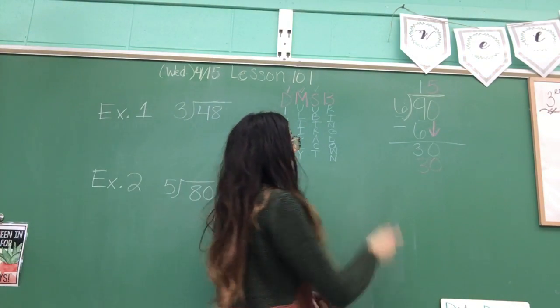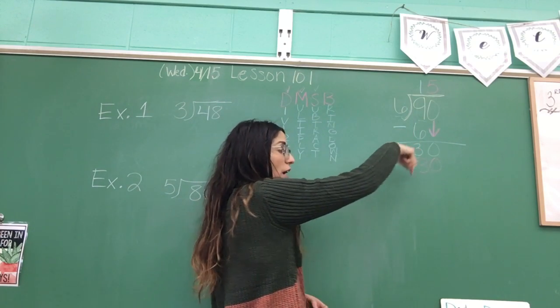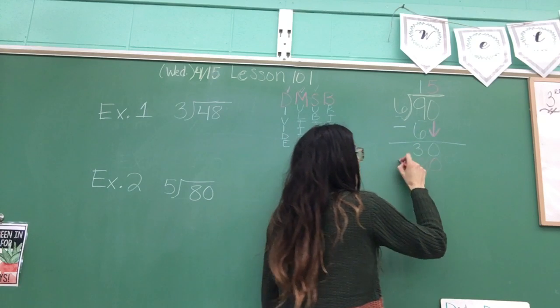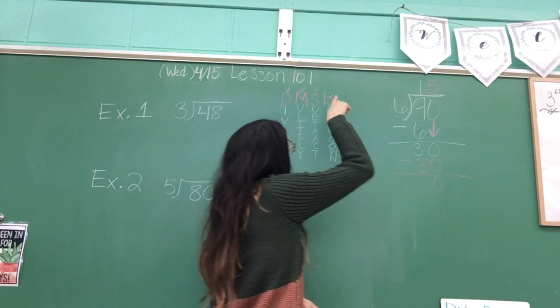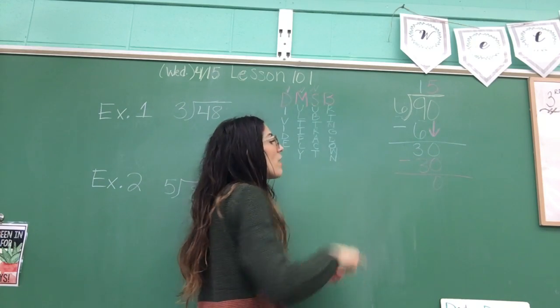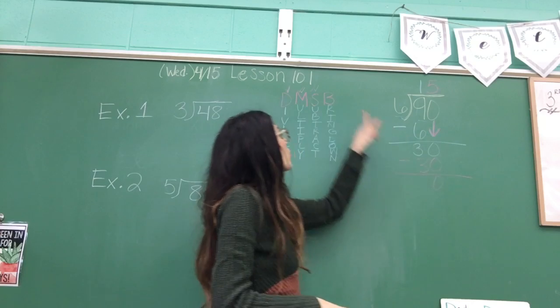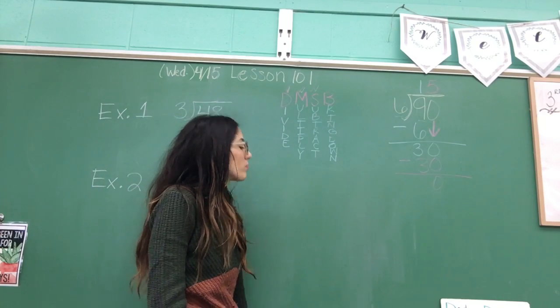And then what's after multiplication? That's right, subtraction. What are we going to subtract? That's right, 30 minus 30. And that is 0. Is there anything else to bring down? No, right? So we did subtract, so I checked that off. There's nothing else to bring down. So we don't have to do that last step, okay?